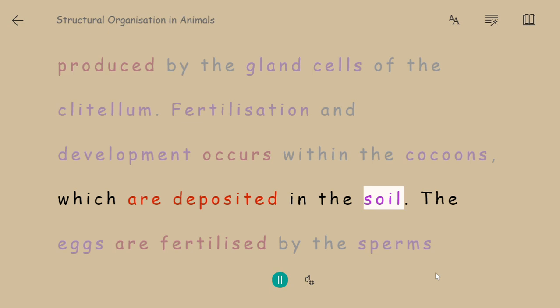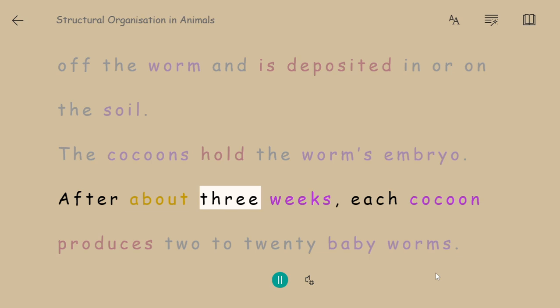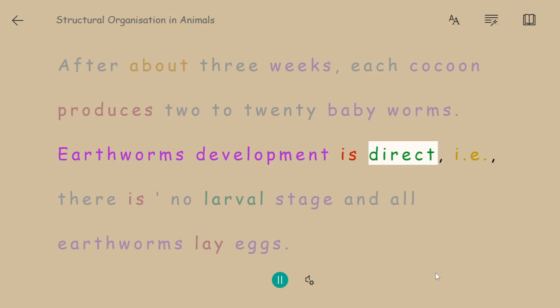The eggs are fertilized by the sperms within the cocoons, which then slip off the worm and are deposited in or on the soil. The cocoons hold the worm's embryo. After about 3 weeks, each cocoon produces 2 to 20 baby worms. Earthworms' development is direct, i.e., there is no larval stage, and all earthworms lay eggs.